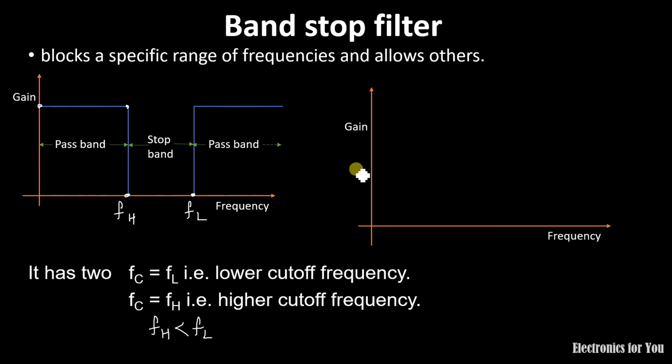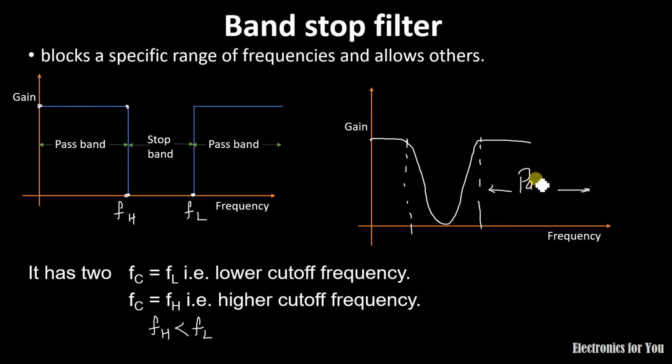So basically a band stop filter has a frequency response practically like this. It may be either U shape or V shape. So this range of frequencies is allowed, then this range of frequencies is also allowed. So it is your pass band. This one is also a pass band, and this range of frequency is actually blocked, so we are not getting any output, so it is your stop band. So in this way we can draw the frequency response for the band stop filter.